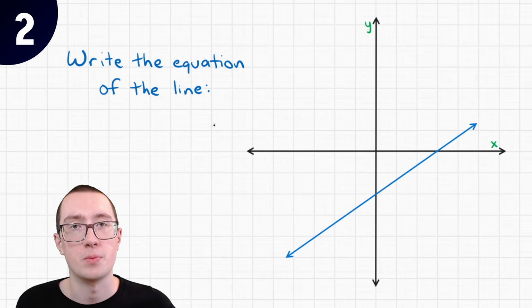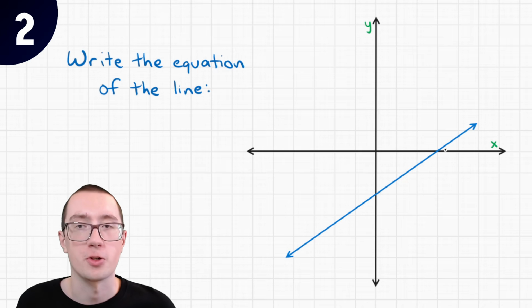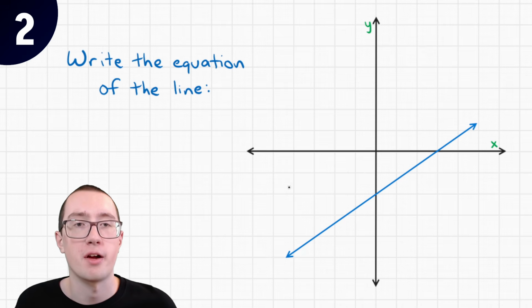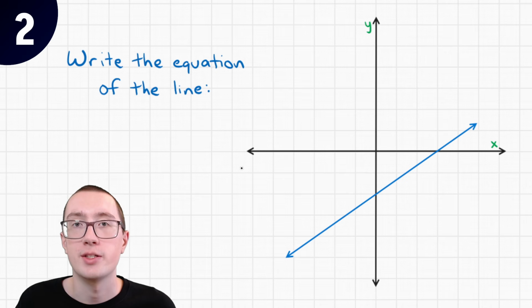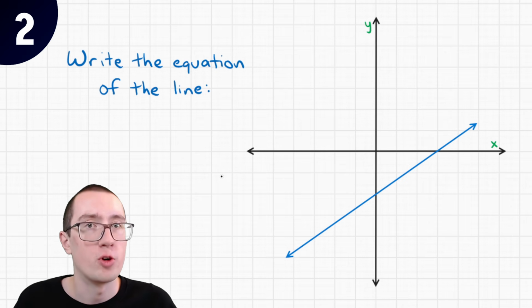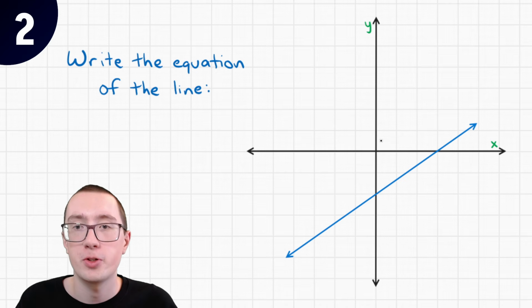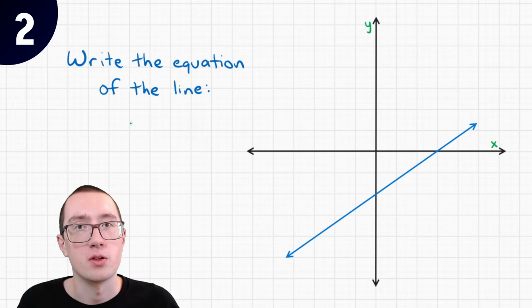So here's the second problem that we'll be doing. And for this one, we've got a graph. We've got a line on the graph, and we have to write the equation of that line. So there are many different ways that you can write the equation of a line, like different forms like point slope form or standard form. But whenever you're writing the equation of a line like this, the most important form you need to know is slope-intercept form. And you've probably heard of this equation before.